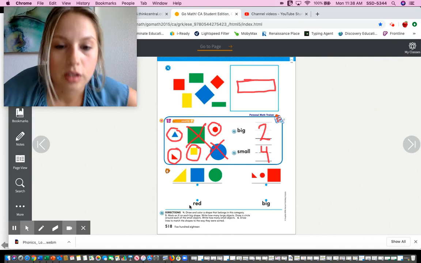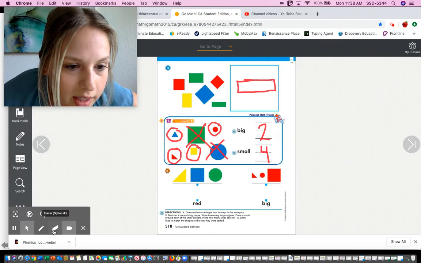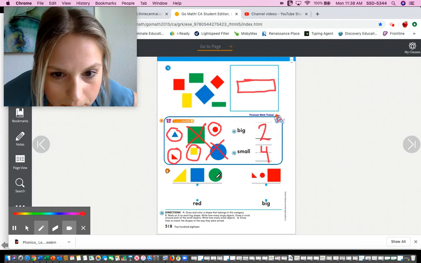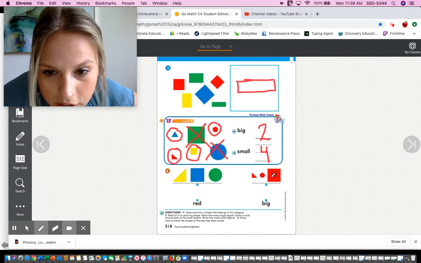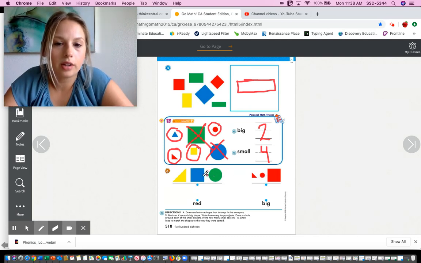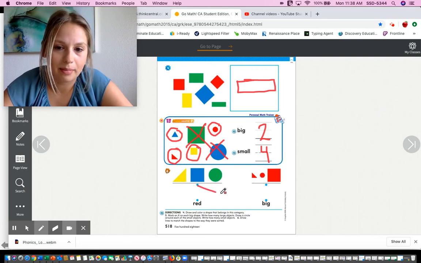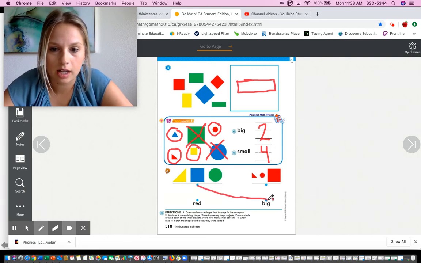Big. So we need to draw a line. Which one is red and which one is big? So let's find the category. I see shapes on this side and I see shapes on this side. All these shapes, are they red or are they big? They're big, right? Because I see a yellow, a blue, a green, so they can't be red. They must be big. So take your line and connect them.